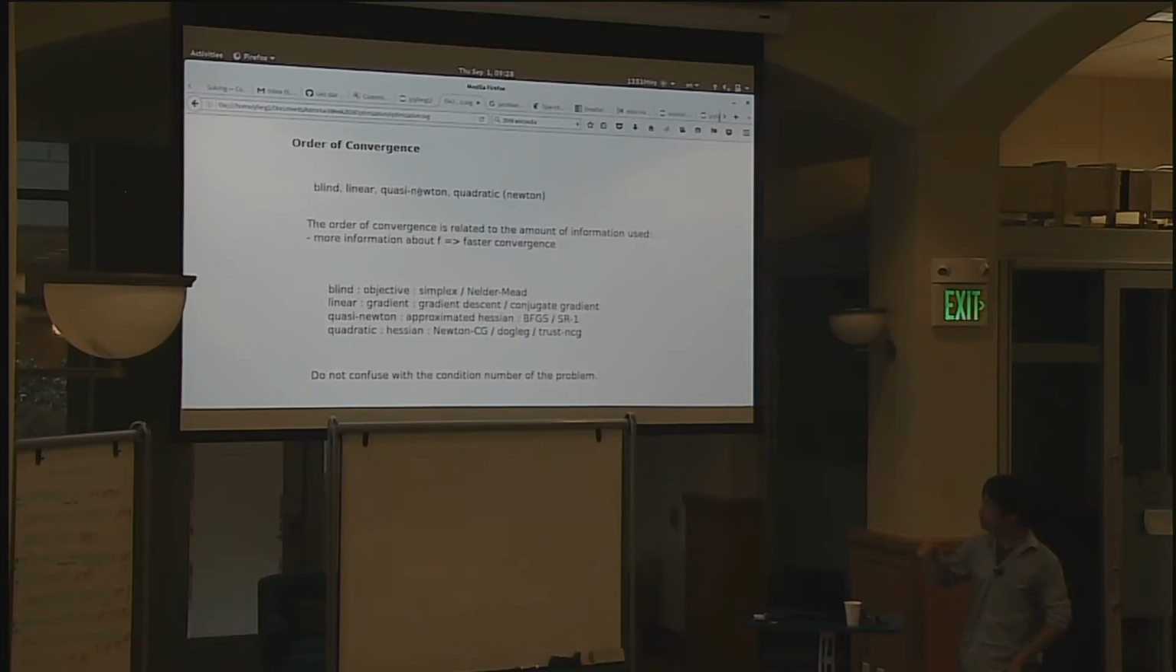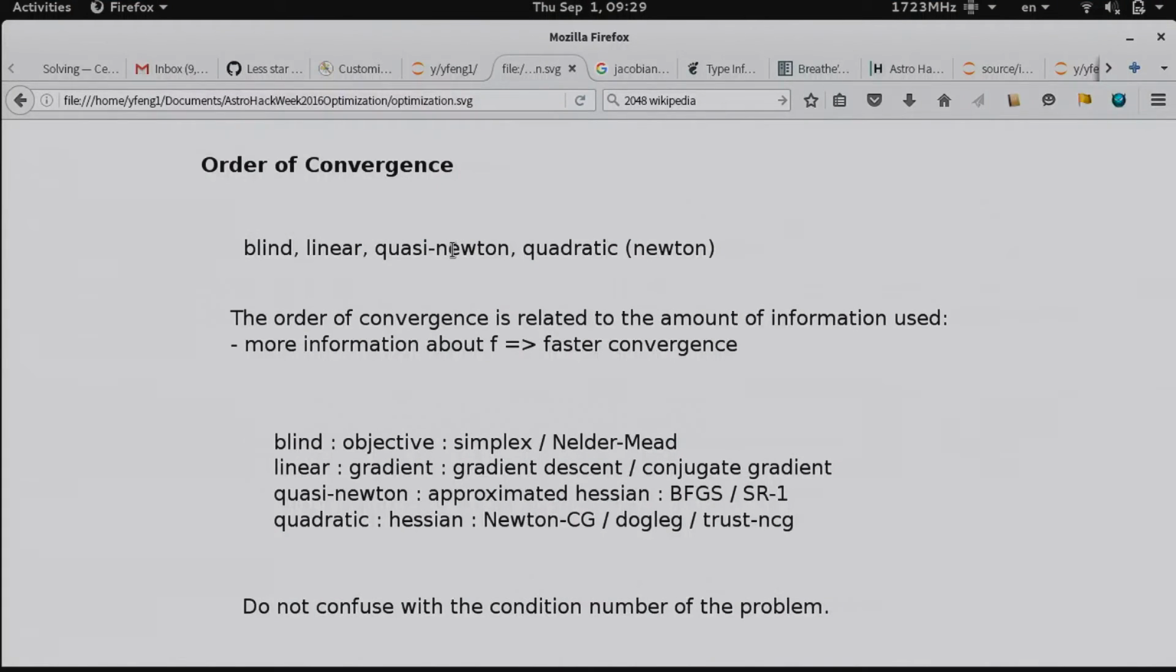The fastest algorithms we'll talk about are the quadratic algorithms, and they make use of the Hessian to help us find the minimum. Newton conjugate gradient is one of them. It's a line search algorithm. And then the two others are dogleg and the trust region Newton conjugate gradient. These two algorithms use trust region methods. We'll talk about this later.